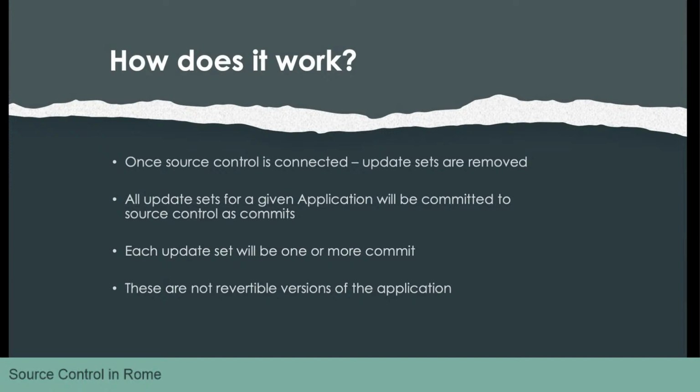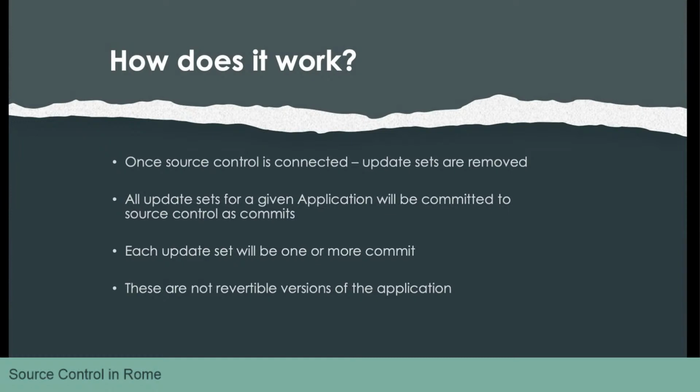It is not a version history of your app in the past. So you should not be reverting to any of these commits from these update sets because that will not do what you expect. It is not the version of that app at that time from that commit. So don't do that. Set that expectation that these are for you to look at the history of an application file in source control, but it is not a version history of your application.